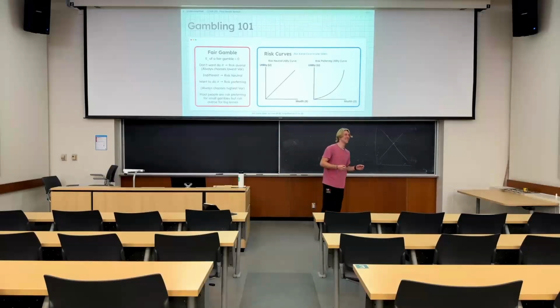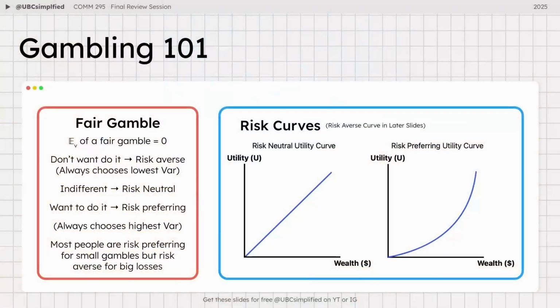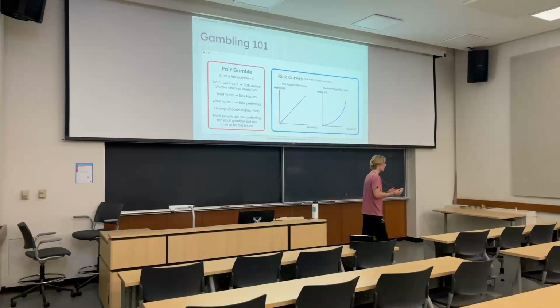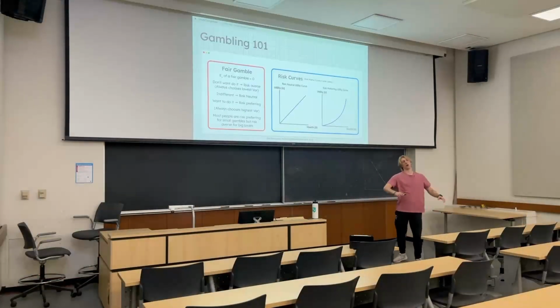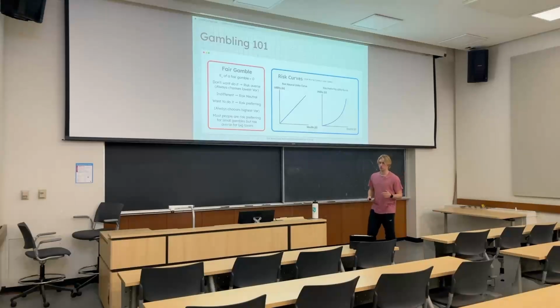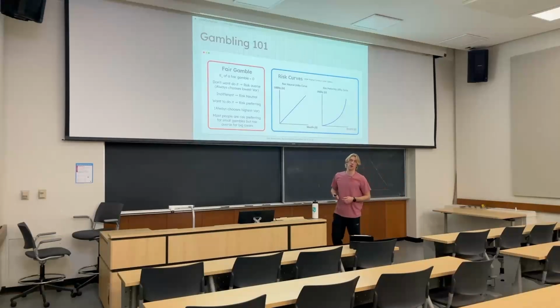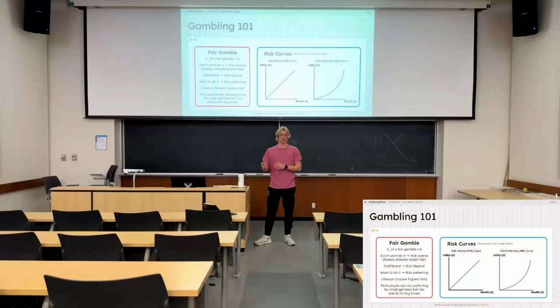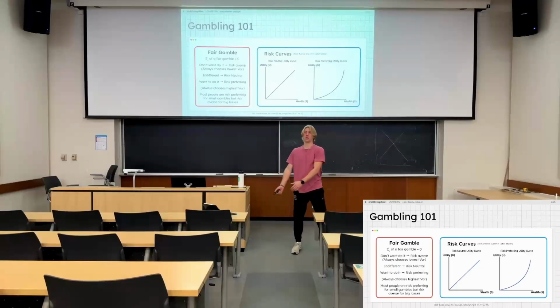Okay, so there's these things called a fair gamble, which basically means that the expected value of taking this gamble is 0. So if you did this a whole bunch of times, you wouldn't win anything, you wouldn't lose anything because it'll average out to 0. If someone is risk averse, they will not do a fair gamble. If they're risk neutral, they'll be like, I don't care. But if they're risk preferring, they will always choose to take this fair gamble.